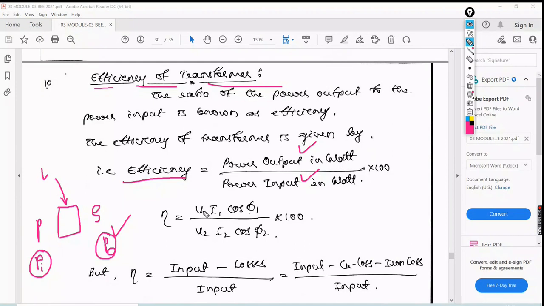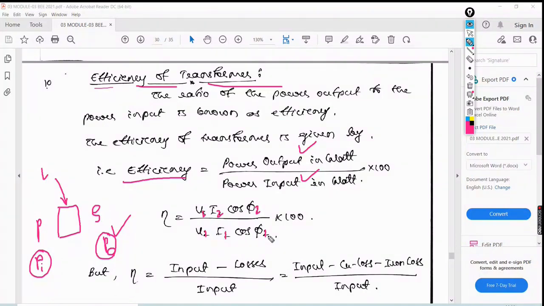What is the output power? This is V2 I2 cos phi 2. This is V1 I1 cos phi 1. You note this down, otherwise you take a snap. Efficiency is equal to output power, which is V2 I2 cos phi 2, divided by input power, which is V1 I1 cos phi 1. Because output is available at the secondary and input is available at the primary.